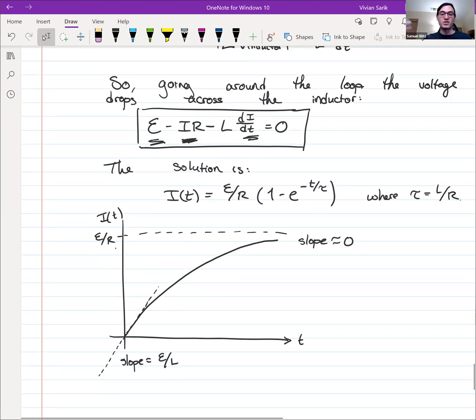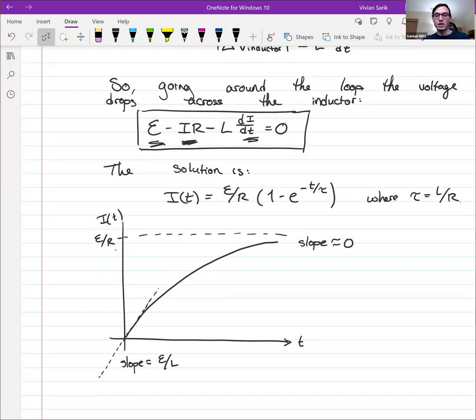After a long time, you can just set di dt to 0, and the current will just be E over R, like in this plot. And by the way, there's a whole page of examples and things like this in Liebert or in Young and Friedman, so I suggest you take a look at those.